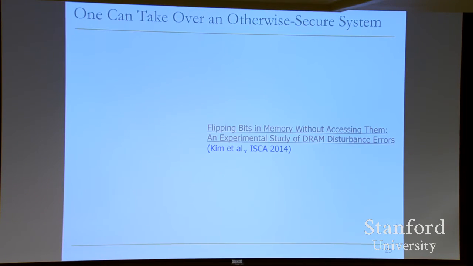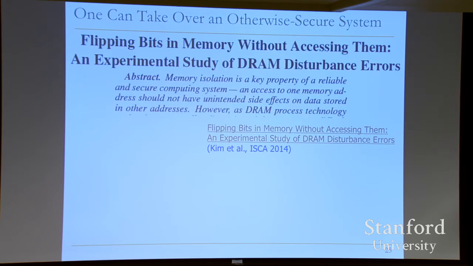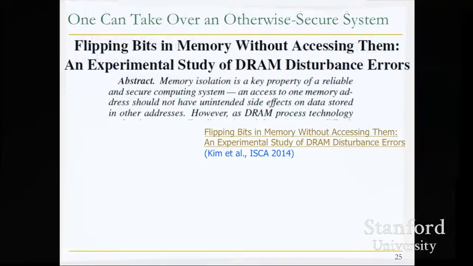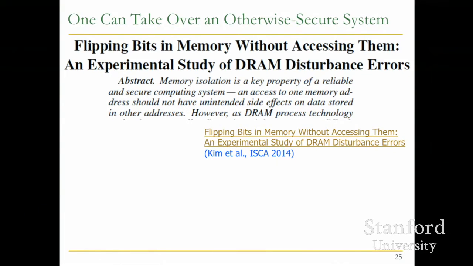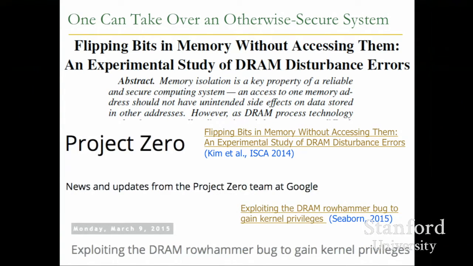But one thing I will talk about is that this seems like a little hardware problem, but it actually affects a lot of the system security that we have built things upon. Basically, when we wrote the paper, the first sentence we had was: memory isolation is a key property of a reliable and secure computing system, and access to one memory address should not have unintended side effects on data stored in other addresses. And we were pretty sure that you could design an attack to take over an entire system. And that's exactly what Google Project Zero did in March of this year.